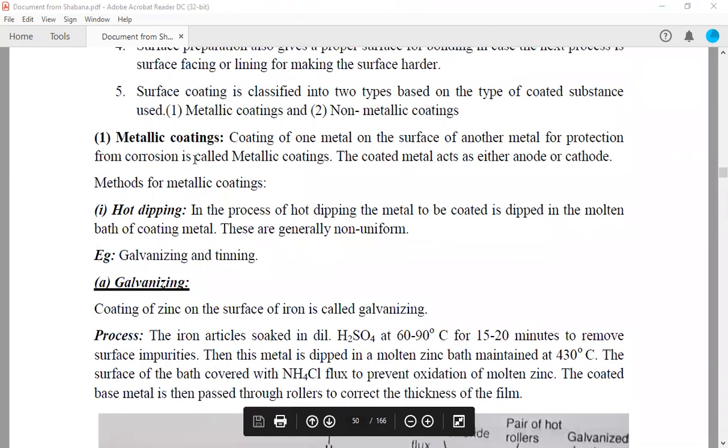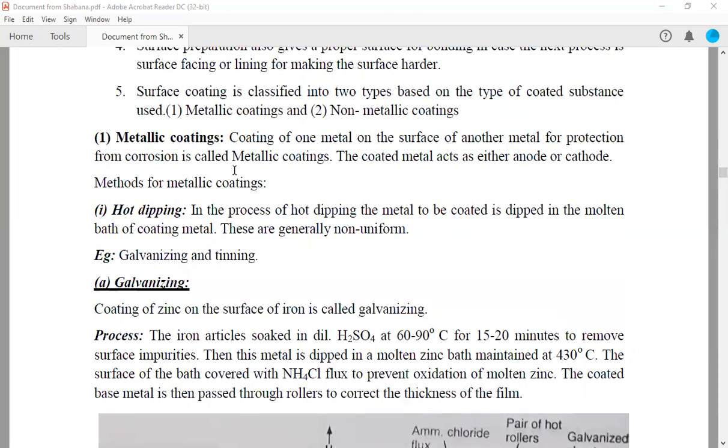Next one is the cathodic coating. The cathodic coating is obtained by coating a more noble metal than the base metal. The coating metal has a higher reduction potential than the base metal and protects the base metal due to its higher corrosion resistance than the base metal. For example, the coating of tin, which we will learn in the process of the hot dipping method.